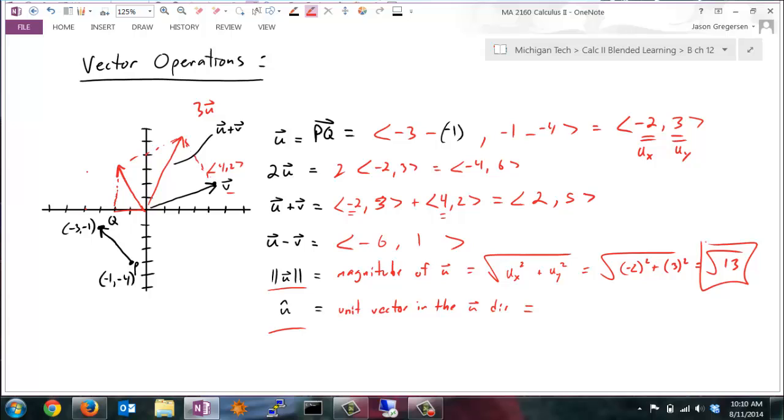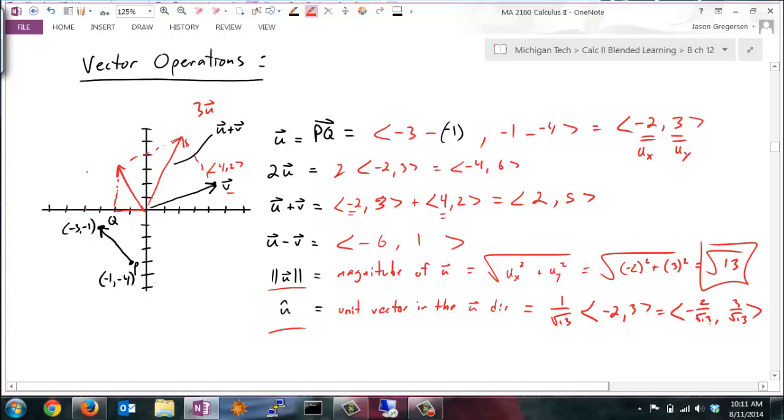1 over the square root of 13. So for this one, to find a unit vector, it would be 1 over the square root of 13 times the vector u, which was -2, 3. And I could write it like that, or I could actually do the multiplication and get -2 over the root 13, 3 over the root 13, like that. It has to point in the same direction as u, because all I did was multiply it by a number. That doesn't change the direction. And if I actually calculated the magnitude here, it would have a value of 1.